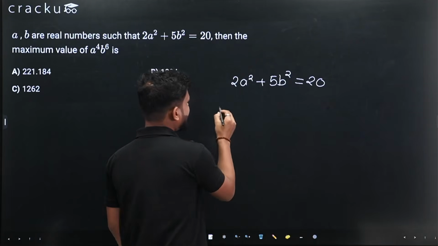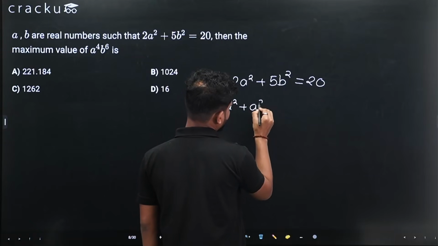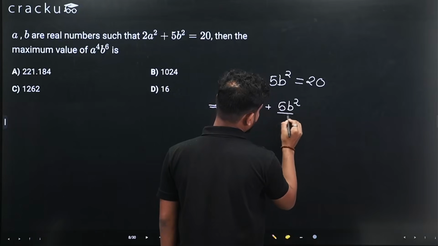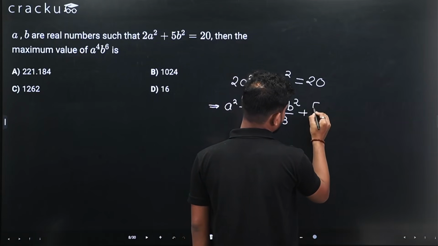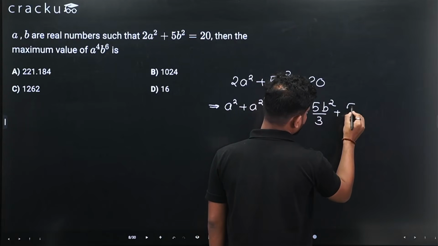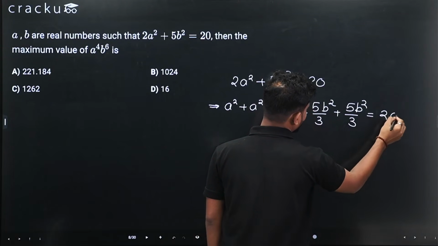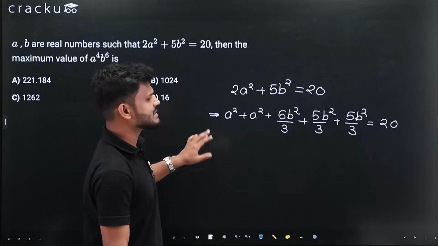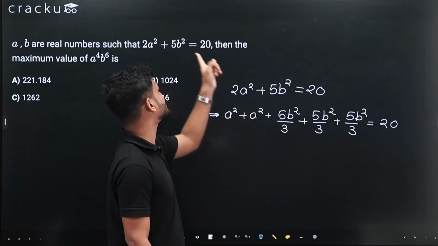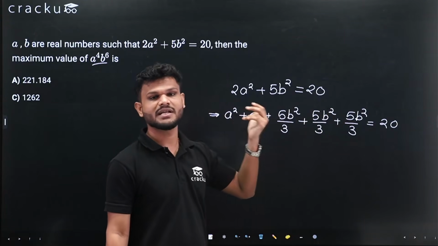Correct? I can write this as a square plus a square plus 5b square by 3 plus 5b square by 3 plus 5b square by 3 is equal to 20. Why have I written this? I have written this because when I multiply these, I will get a square into a square as a raised to 4, and b square into b square into b square, I will get b raised to 6.